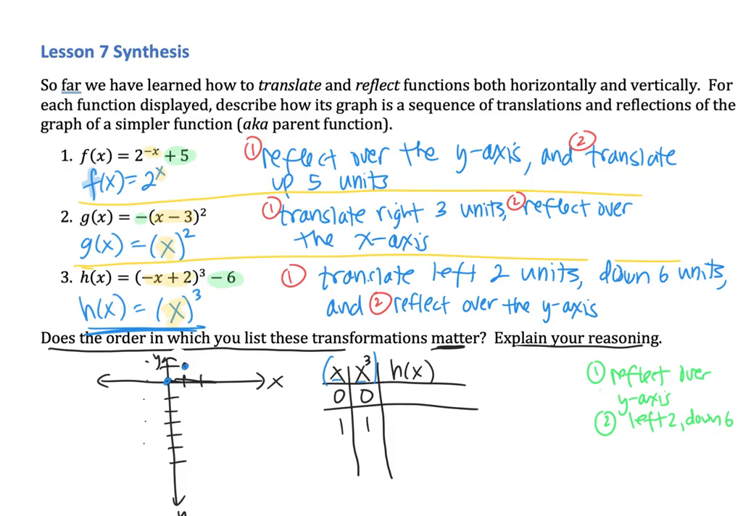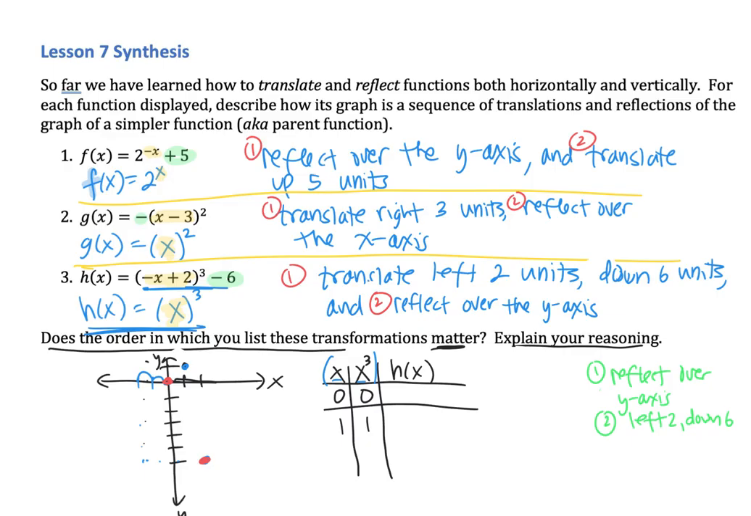Now look at the transformations that took place here. If you notice the way I listed them, I said we're going to go left 2 units, so left 2. Then I'm going to go down 6 units, 1, 2, 3, 4, 5, 6. And then I'm going to reflect over the y-axis, so I'm at 2, so that point would be over here. So this point, I'll make it a different color, at 0, 0, now became this point here, right?